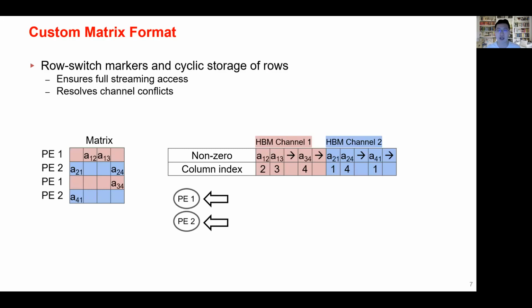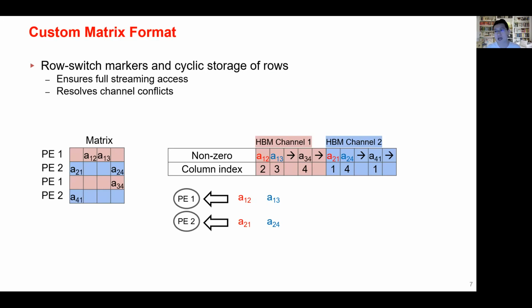So in our custom matrix format, we use row switch markers and we cyclically store the rows to different HBM channels. This ensures full streaming access and also resolves the channel conflicts when accessed by multiple PEs. Still with the same example, you can see the storage of rows into the HBM channels has been changed, and the two PEs can now access different channels at the same time without any conflicts.